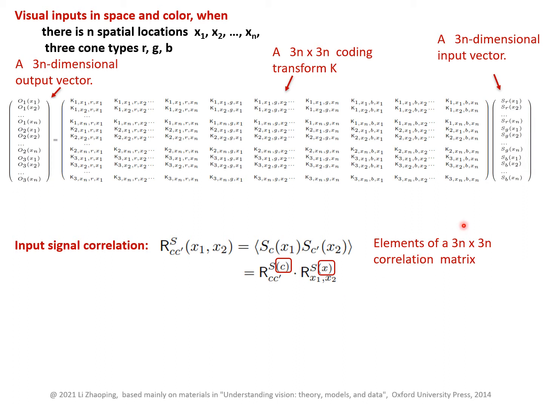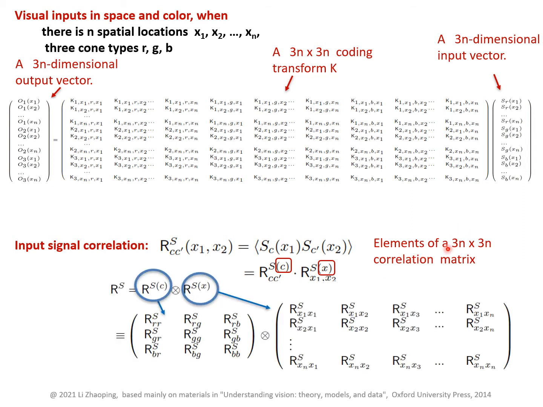Now, if so, the whole correlation matrix, the 3n by 3n matrix, can be written as a tensor product between a 3 by 3 matrix, taking care of only the color correlation, which we're already familiar with in color efficient coding, and an n by n correlation matrix, which we have also learned for efficient spatial coding. And remember, this is a Toeplitz matrix.